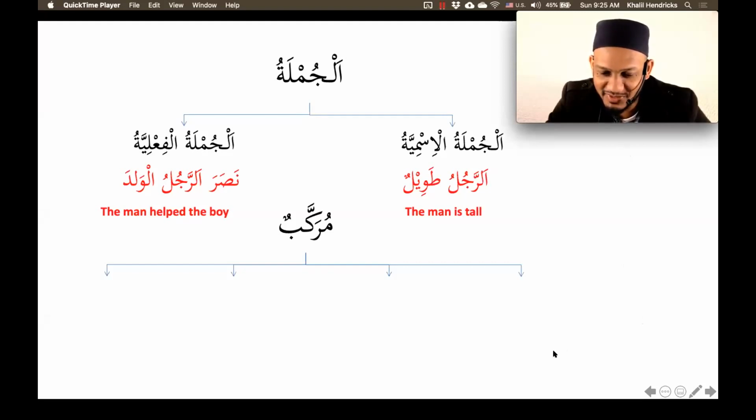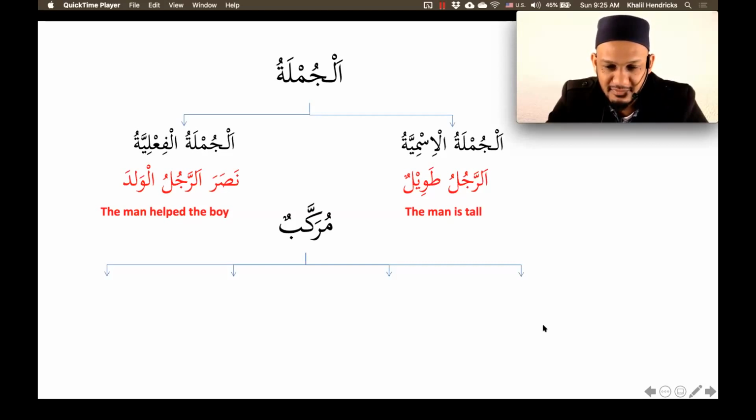Okay, so Bismillah, who wants to go? Jumlatul Ismiya, who wants to go? I can try. Bismillah. So Jumlatul Ismiya, yes. Go for it. Okay. So Jumlatul Ismiya is a noun-based sentence.